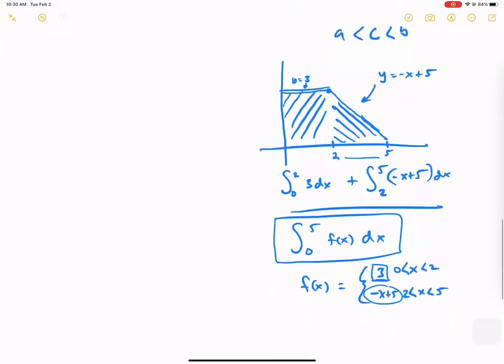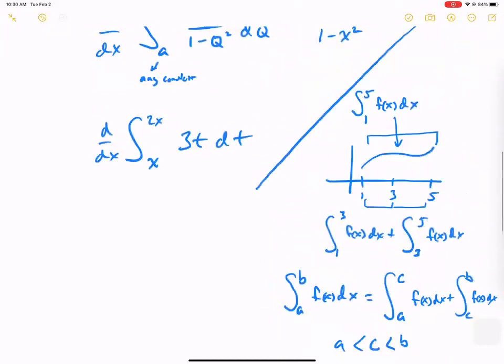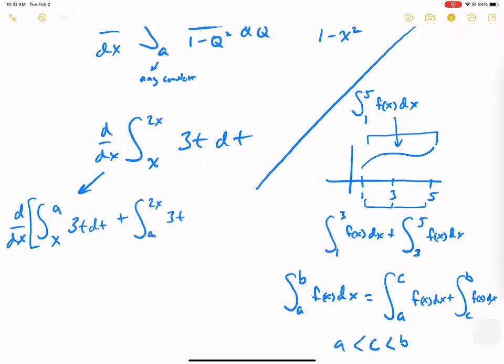Now, why is this important to me? Why am I bringing this up? It is because if I go back up here and look at this problem, it does not fit my fundamental theorem of calculus rule. It doesn't. So we cheat it. We break it up and say instead, hey, why don't we say this is the derivative of the integral from x to a of 3t dt plus the integral from a to 2x of 3t dt.